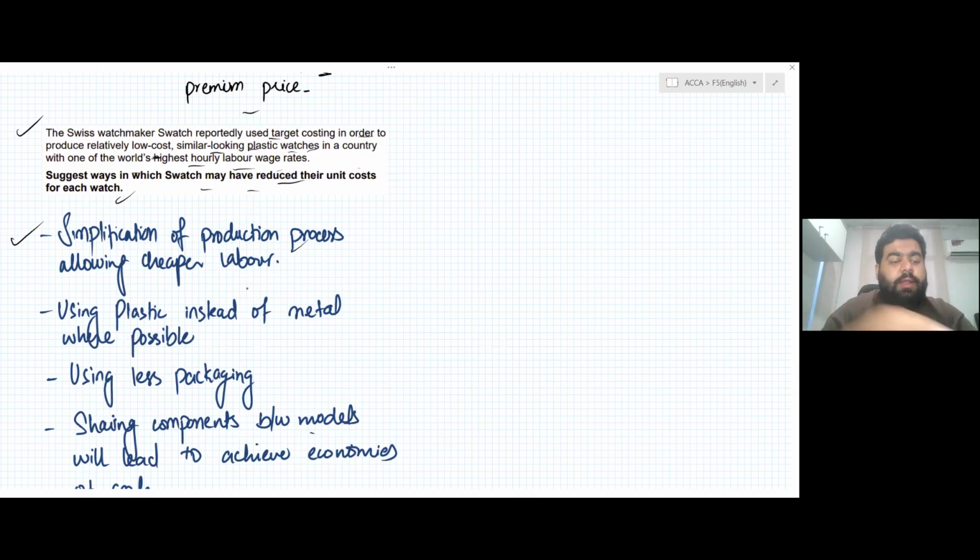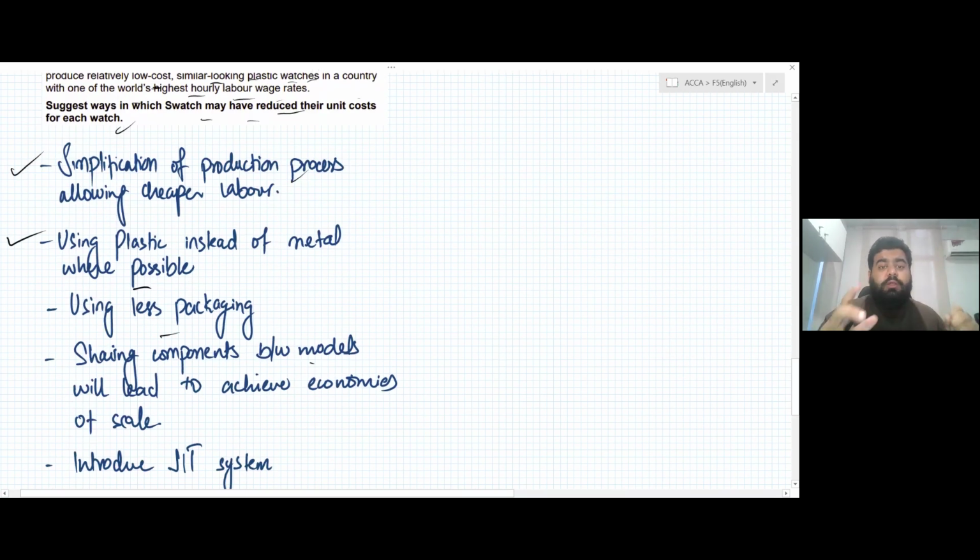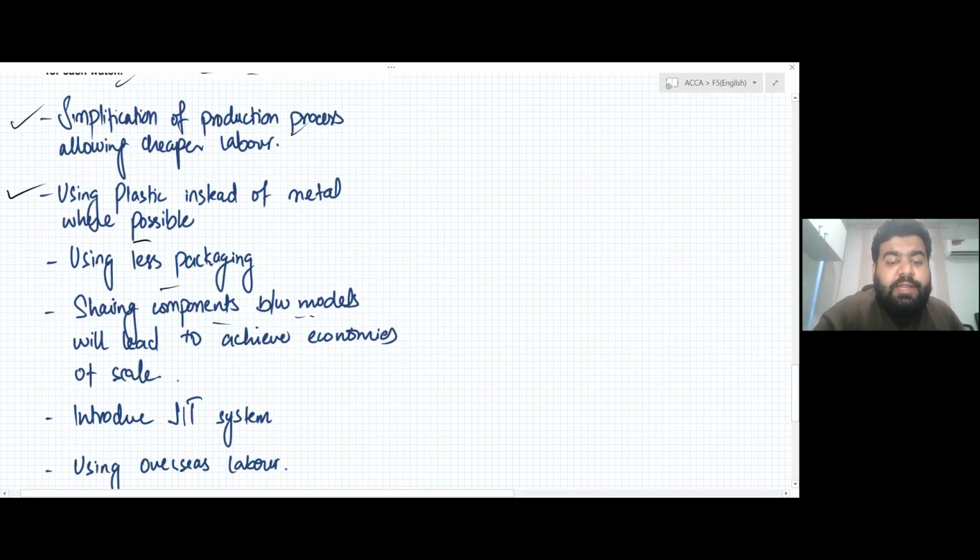handle it easily, right? Using plastic instead of metal where possible. If you see something where, instead of metal, you can use plastic, the lower cost material, you can use it, but don't focus only on cost. If it's downgrading the quality, then no need, then use metal. But if it's possible, that's why I've written "where possible." If it's possible, use that. Use less packaging. Again, don't do a box in a box in a box, don't do that. Use less packaging. Sharing components between models will help you achieve economies of scale and reduce your cost.